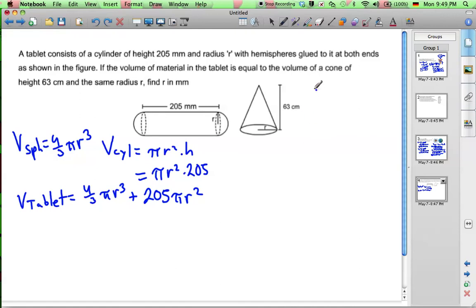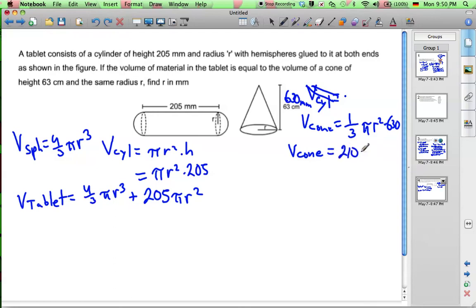And the volume of the cone. The volume of the cone equals 1/3 times pi times the radius squared times, now let's change this to 630 millimeters. Because we want the answer in millimeters, let's keep the units consistent. So that's going to be 630. And we can take 1/3 of 630 is 210. So the volume of the cone equals 210 pi r squared.